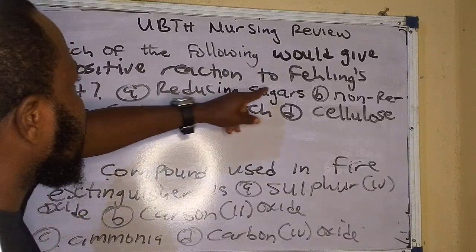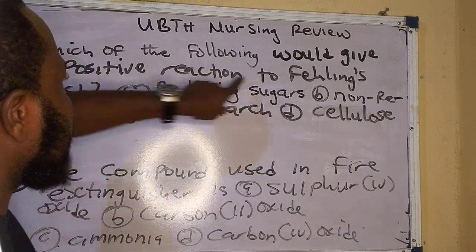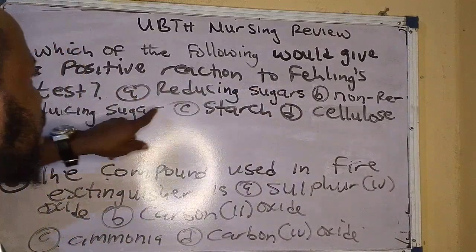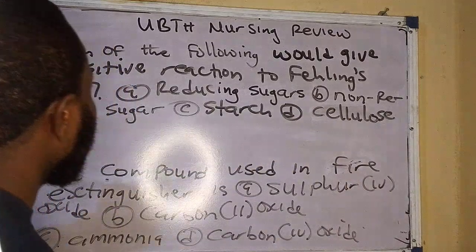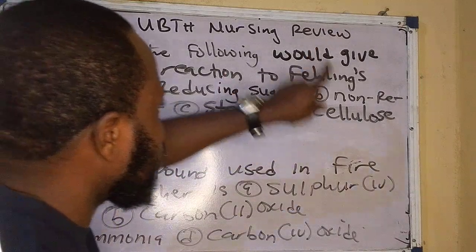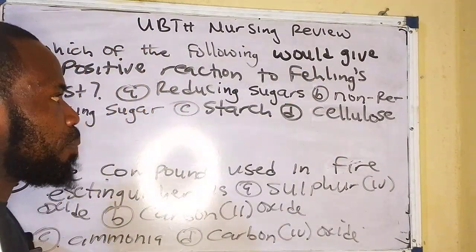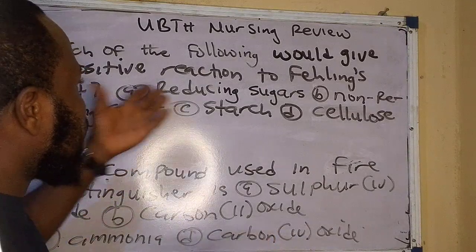They said, which of the following would give a positive reaction to Fehling's test? They said A, reducing sugar. They said B, non-reducing sugar. They said C, starch. And of course D, they said cellulose. Now, quickly, let's analyze each of the options.